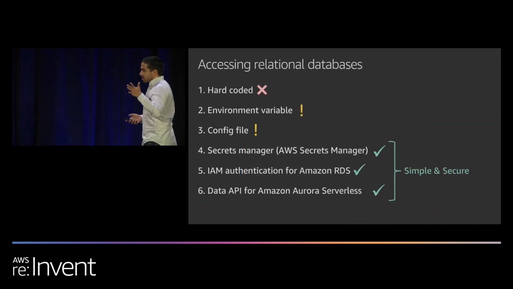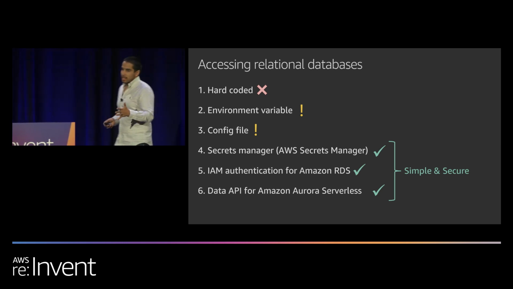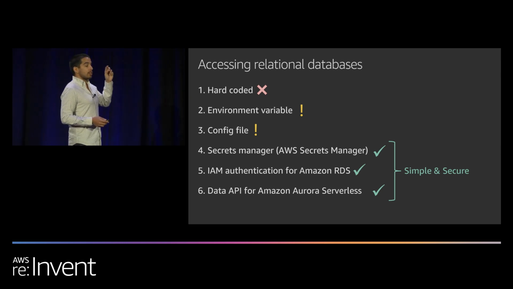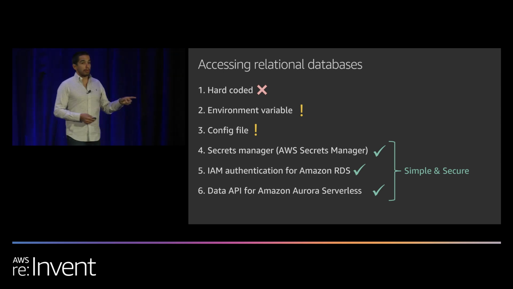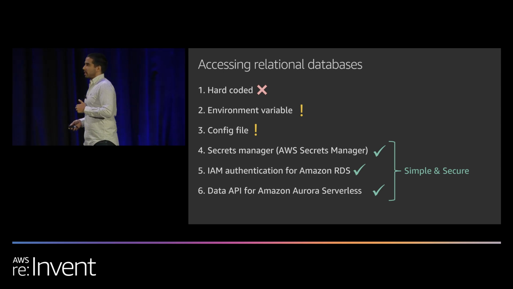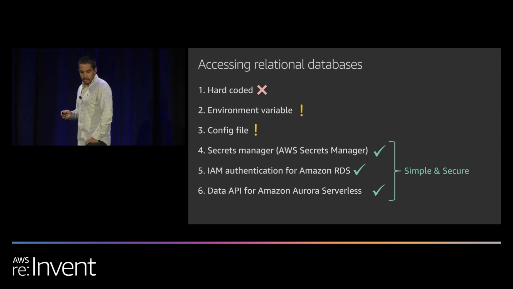Cool. So there are 6 ways that we talked about of accessing relational databases. 1 is insecure. 2 can be secure but require some work. But 3 of those are simple and secure. You should obviously go with one of the last 3.